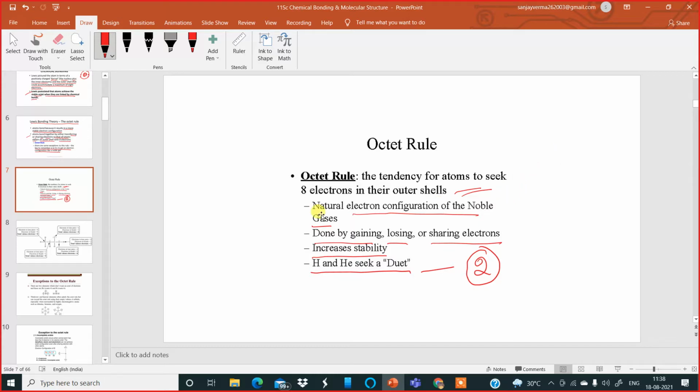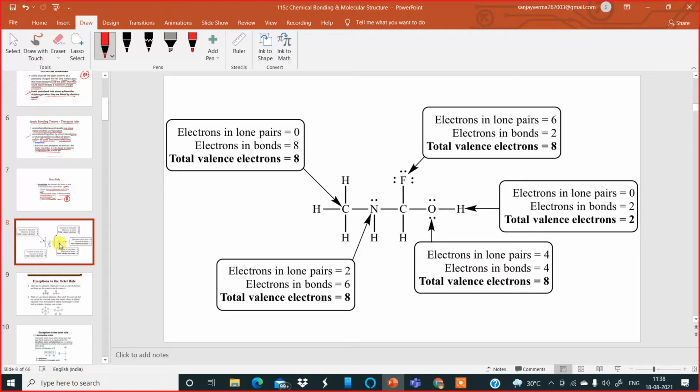After that, coming to one important concept. Look at your screen. Can you see the screen? Yes, sir. There is a structural formula of a compound, CH3NHCHFOH. It's a compound of carbon, hydrogen, nitrogen, and there is an OH also over there.